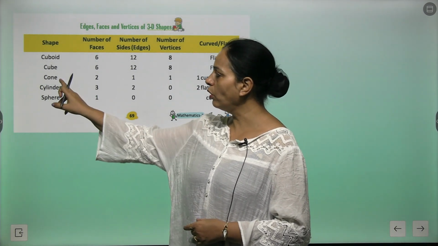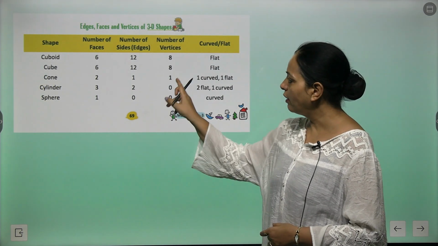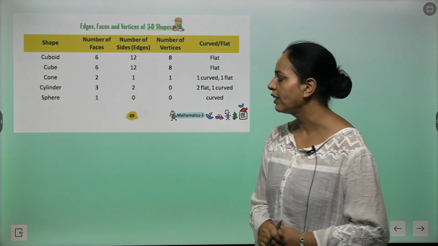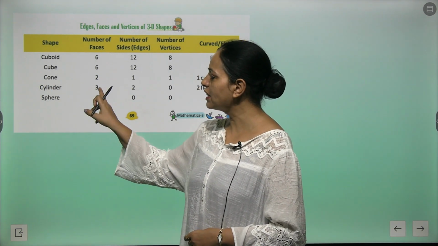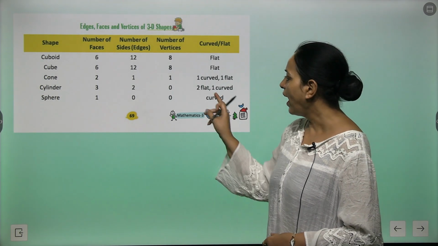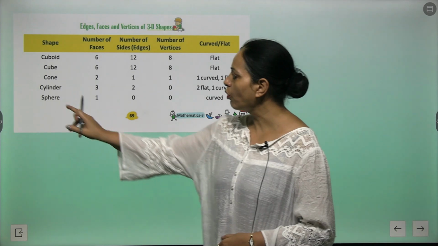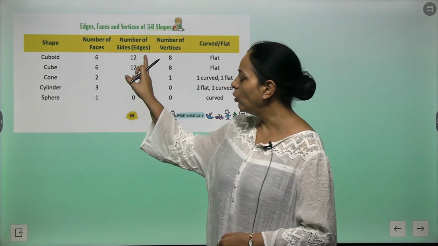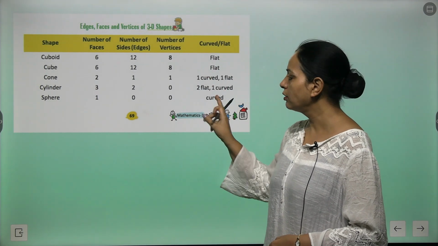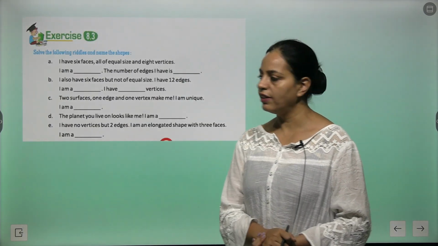The next is cone. How many faces? 2. Edges 1 and vertices 1 and 1 curved and 1 flat. Now cylinder, how many faces? 3 faces, 2 edges, 0 vertex, no vertex and 2 flat faces and 1 curve, right? Now sphere has how many faces? 1, no side, number of sides 0, number of vertices 0 and shape of face, it is curve, right? So it's very easy and interesting.